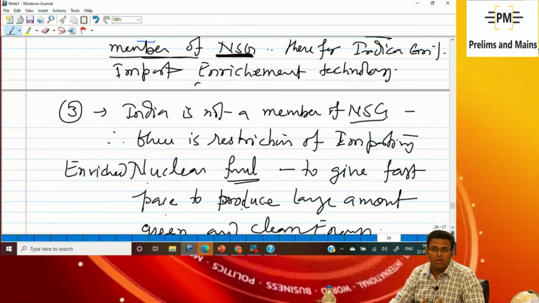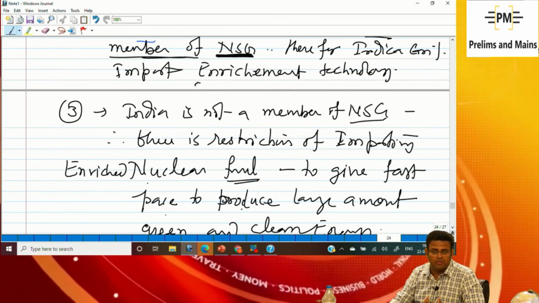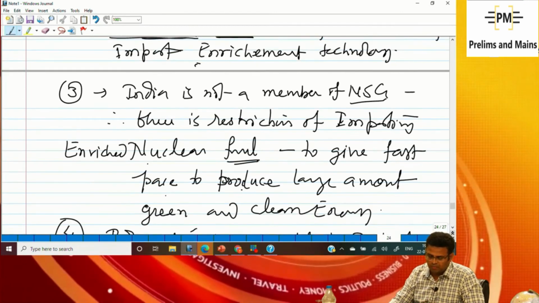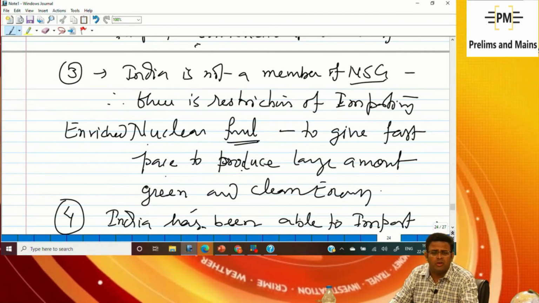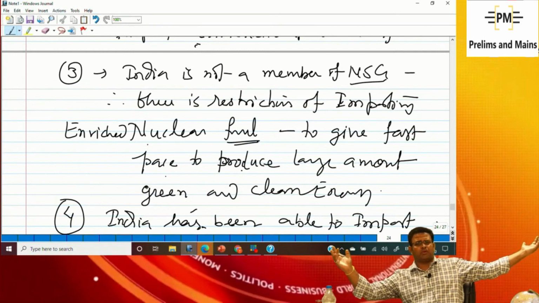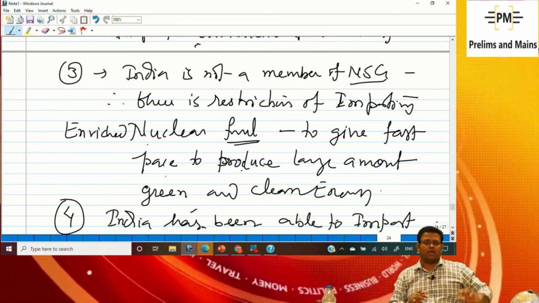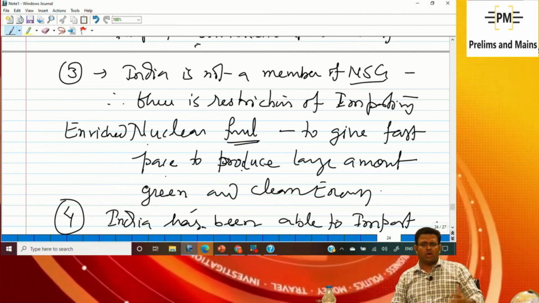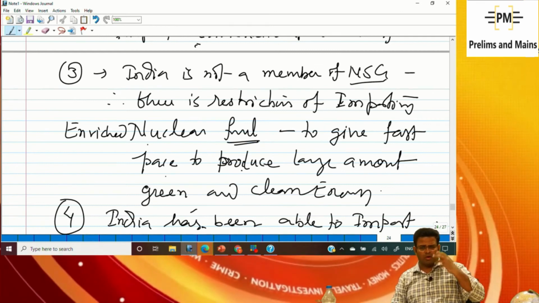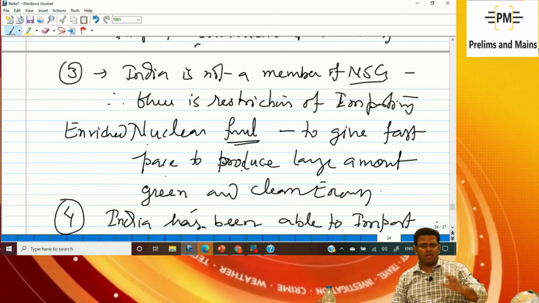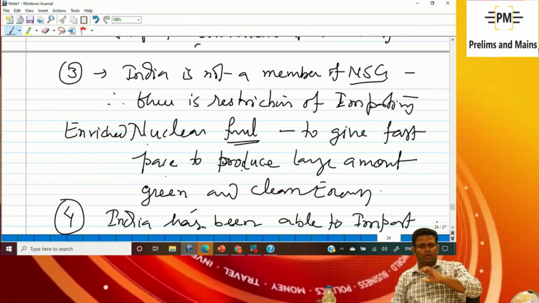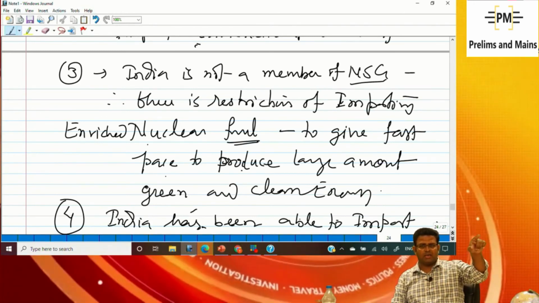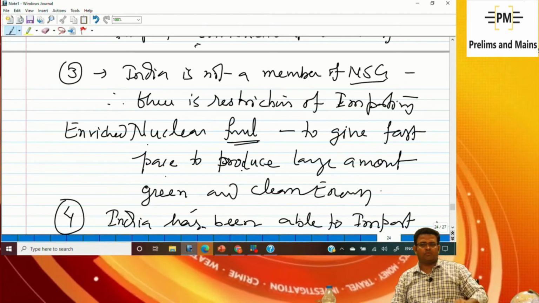We are not able to import high-quality, better enriched fuel. I said that we need a fast pace. It is not that we have to produce only some amount of nuclear energy; we have to produce a large amount of nuclear energy, from several nuclear power plants in India. Perhaps tomorrow that point will come, when I will talk about how India has promised in the Paris agreement, the climate change agreement of 2015, that 40% of energy will be new and renewable energy.